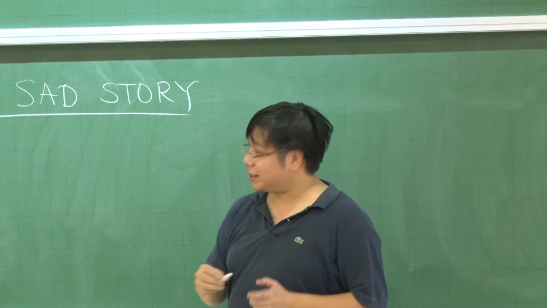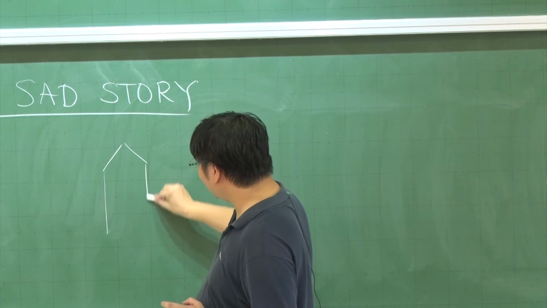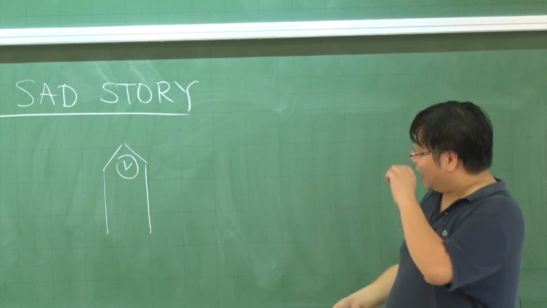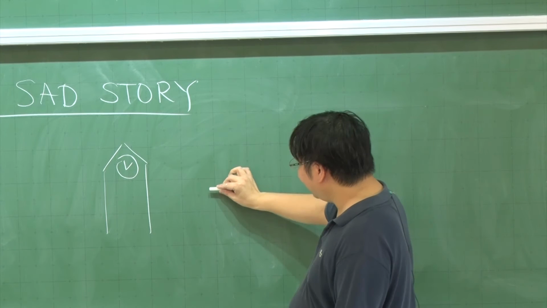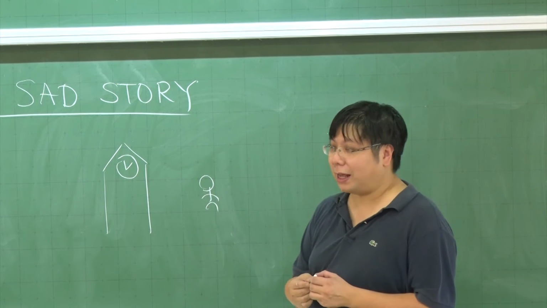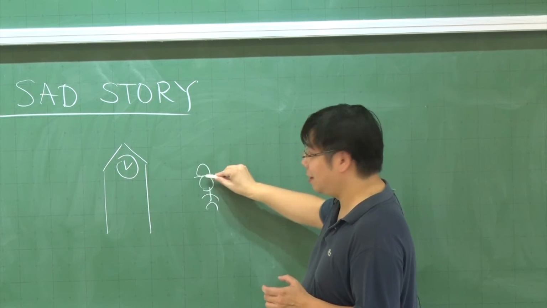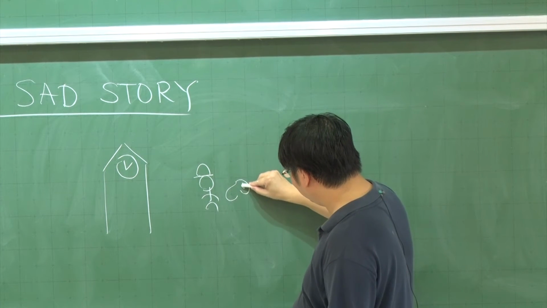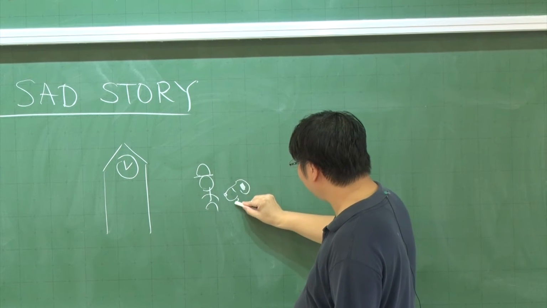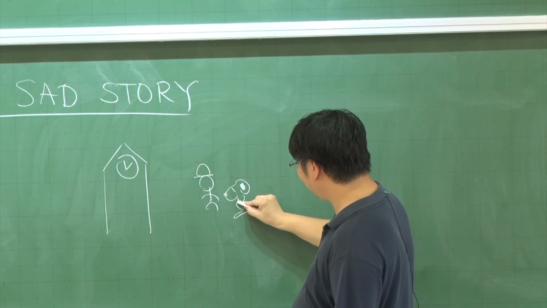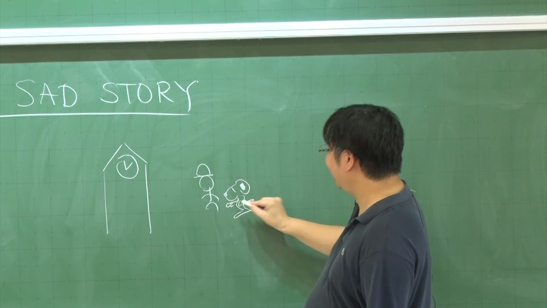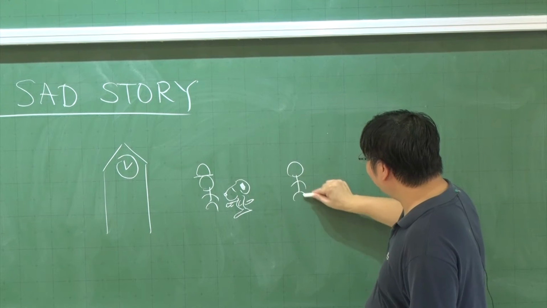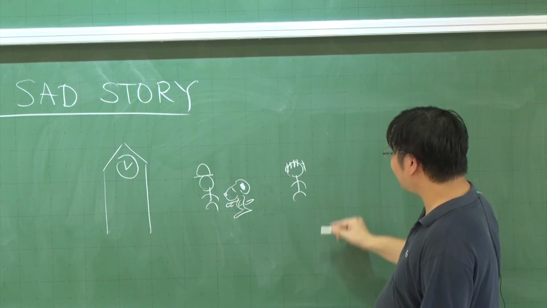So this is about a town. In the town, there is a city hall with a clock, where people meet. And somehow, very interestingly, in this town, everyone has a dog. This little boy, this little girl, also has a dog.